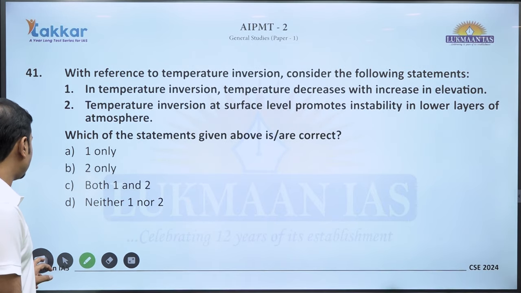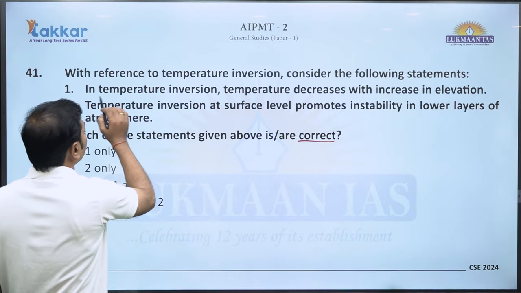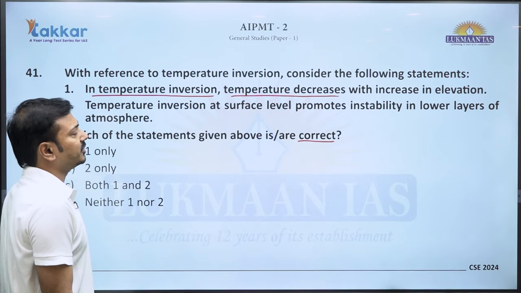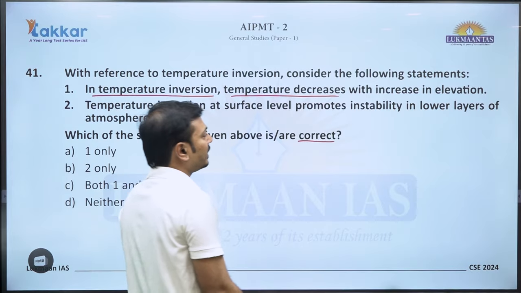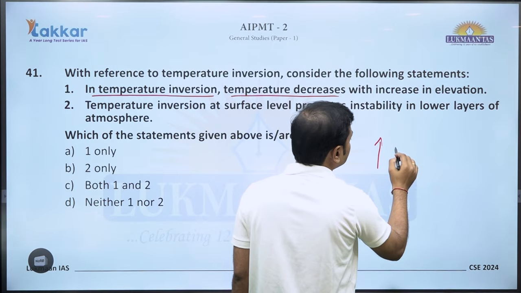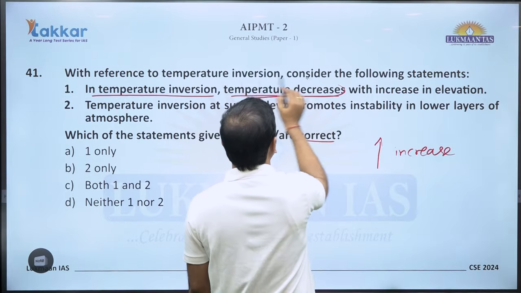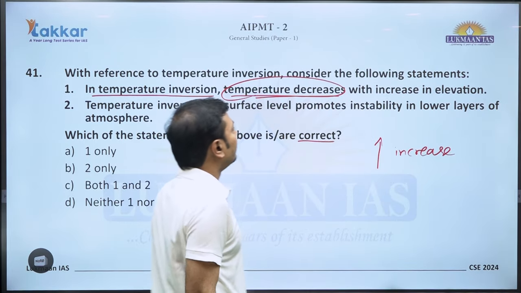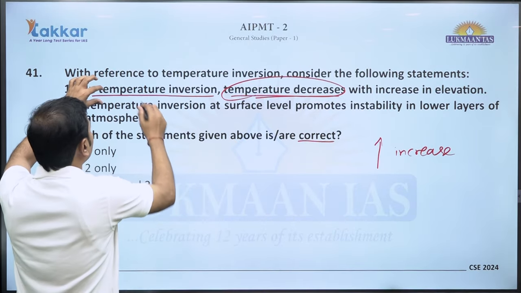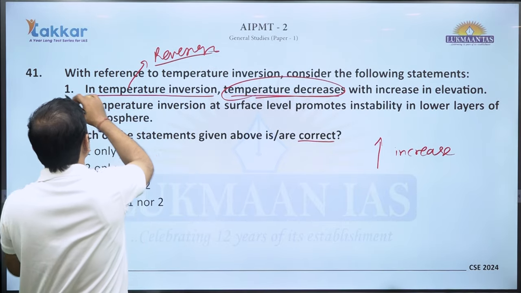Yes, again a concept based question from climatology. Framing is the same. We have to identify the correct statement. In temperature inversion, temperature decreases with increase in elevation. Now is it true? Rather, in temperature inversion, we say that with increase in height, there is increase in temperature. So what is it saying here? Temperature decreases. Rather, this is the normal lapse rate. When temperature decreases with increase in elevation, it is the normal lapse rate. In temperature inversion, there is a reverse lapse rate. So this is an incorrect statement.